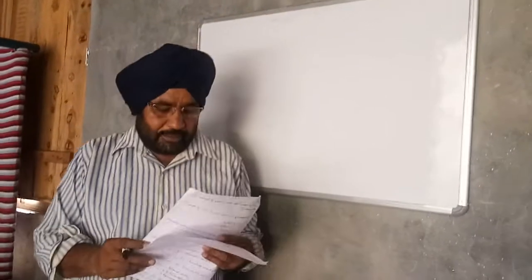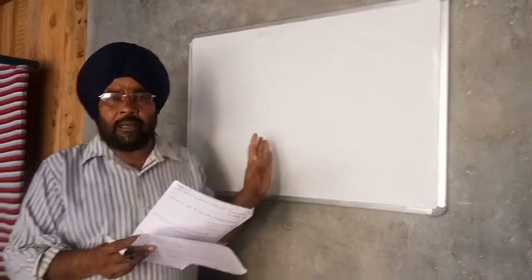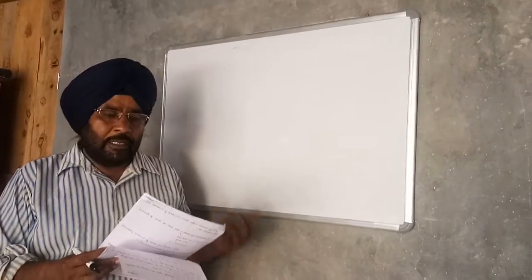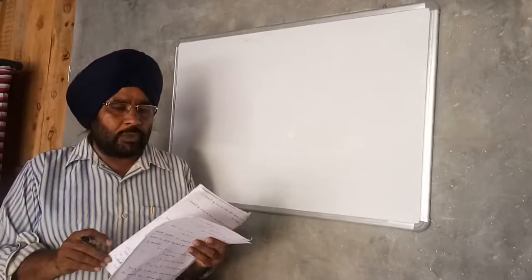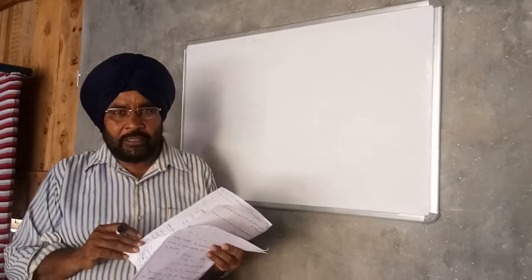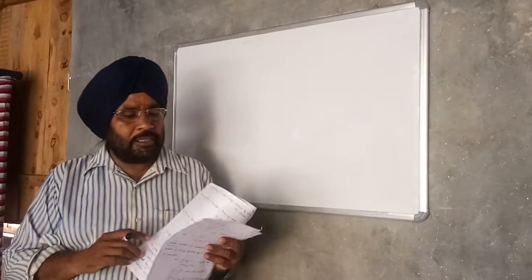Good morning, students. In the previous class, we have drawn the stress strain diagram for a singly reinforced rectangular beam section, and how to calculate the depth of the neutral axis when the stresses developed in the sections are given, and also the position of the neutral axis when the area of the steel is given.